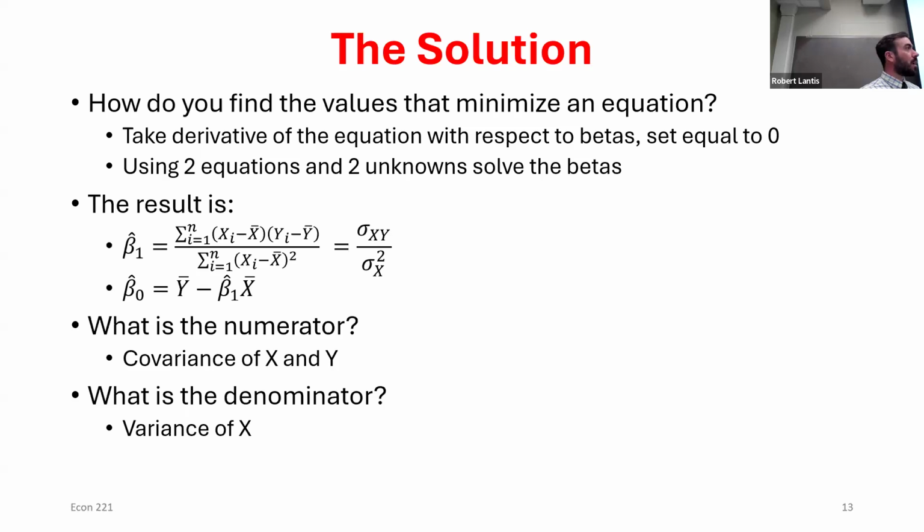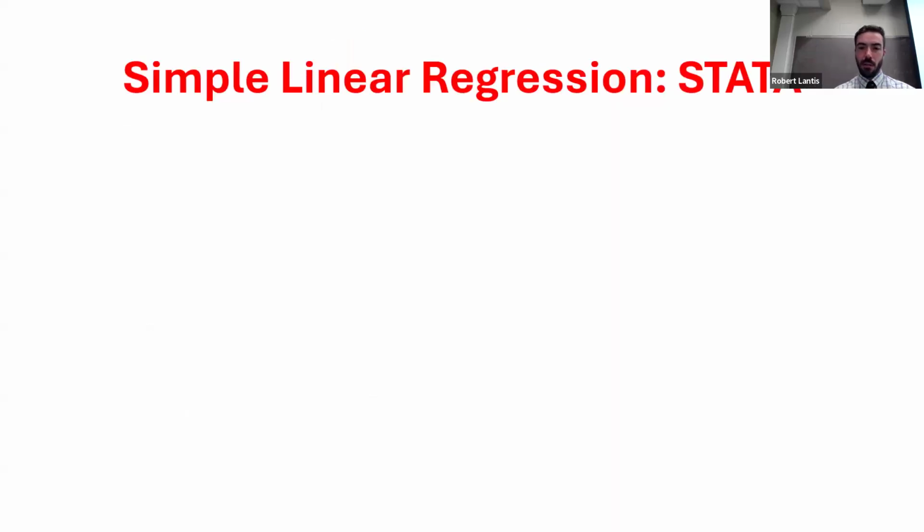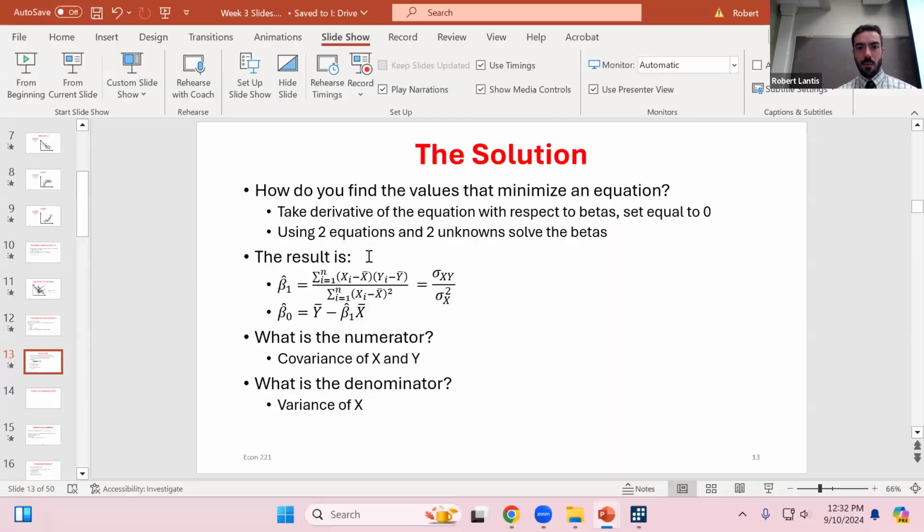I already kind of jumped the gun here, right? Numerator, covariance, denominator is my variance. So, how do we do this in Stata? Okay, so let's hop over. Oh, I didn't need to do that. Is it still okay? Good.